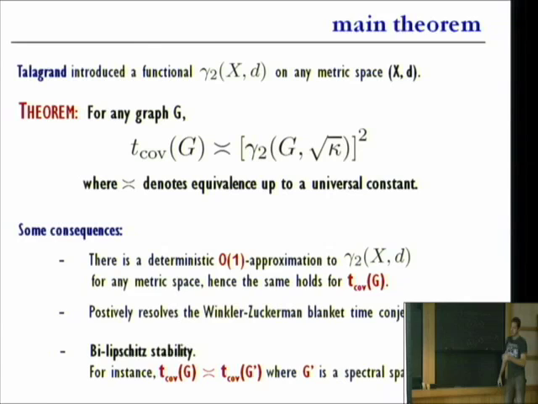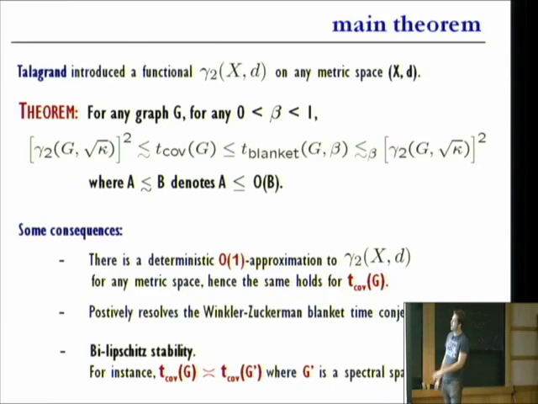The simple reason why this resolves the blanket time conjecture is because of how the theorem is proved. The relationship is trivial: the cover time is always at most the blanket time. The way we prove the theorem is that the upper bound bounds the blanket time and the lower bound bounds the cover time. So you resolve the blanket time conjectures for free in that sense.